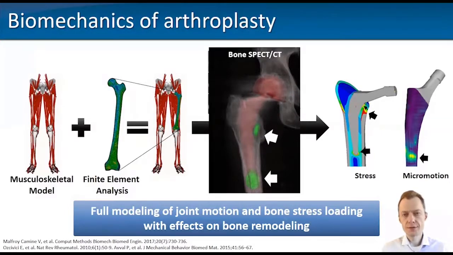So taken together, there is a theoretical basis to explain the findings that we see on bone SPECT CT when it comes to bone remodeling and bringing it back to the changes induced by arthroplasty. And of course, this relationship makes bone SPECT CT a highly attractive imaging modality to assess the changes after arthroplasty.